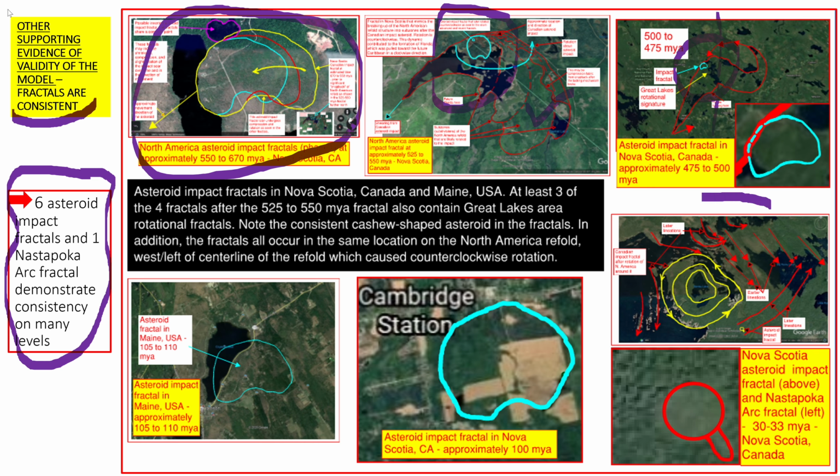And this one shows after it had fully rotated counterclockwise. And see where I'm circling here. This is a Nastapoca arc fractal that is shown below, blown up. And the reason it's shown there relative to the large asteroid impact fractal above that had rotated is because that would indicate the pendulum-like rotation at that point where it is and at that time.